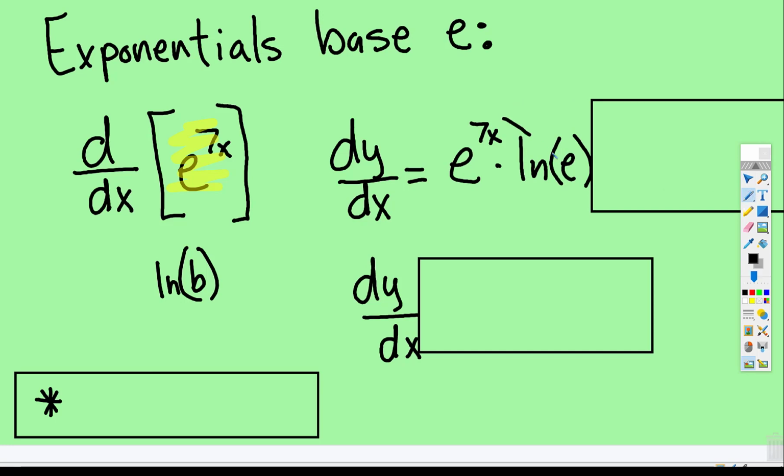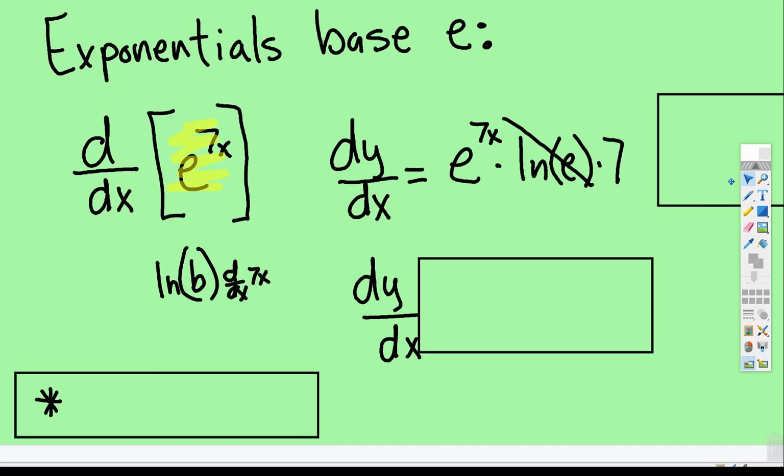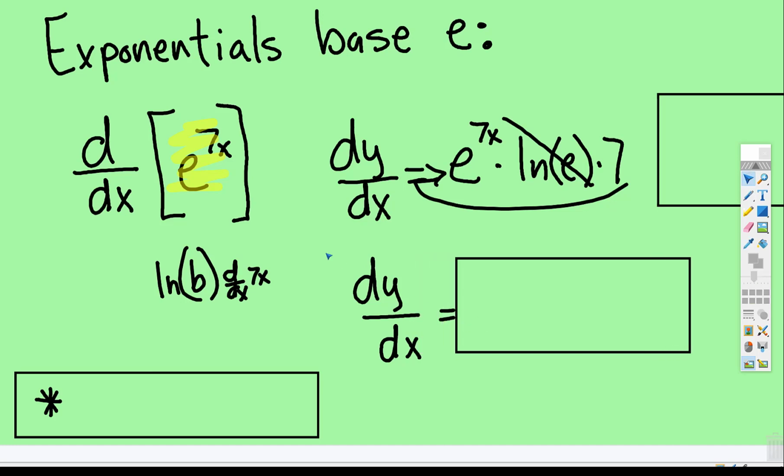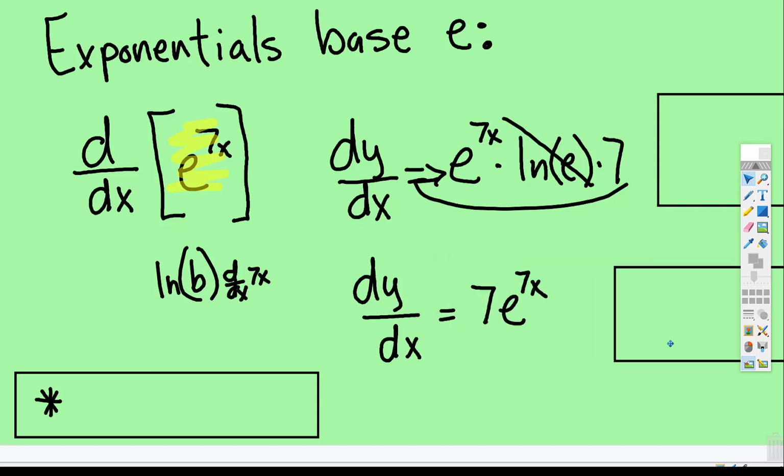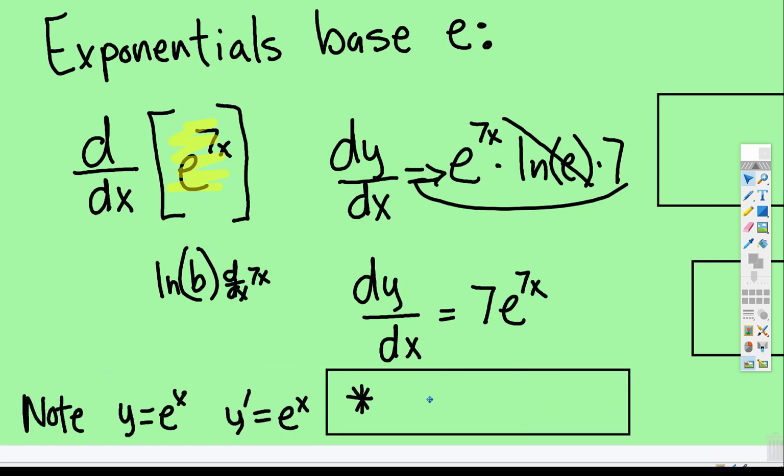Remember, natural log of e cancels. And then you multiply it by the derivative of the exponent. So the derivative of 7x is 7. And now you can multiply, you bring the 7 in front. So the derivative of this exponential function is 7 times e to the 7x power.